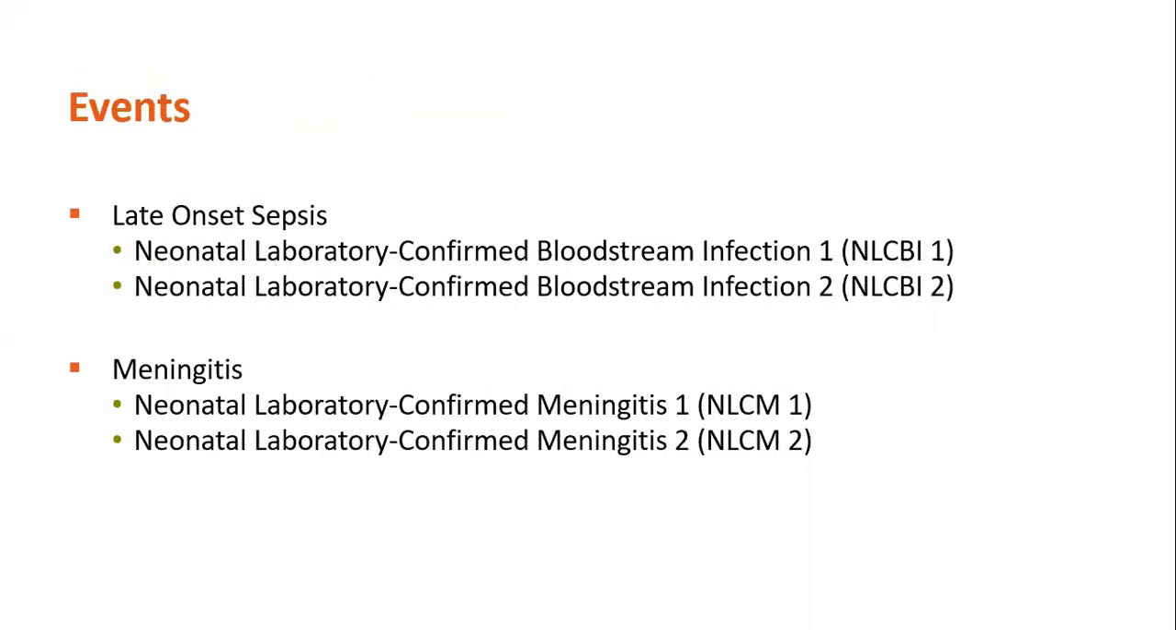So let's move on. As previously stated, we have two events under late onset sepsis that include the neonatal laboratory confirmed bloodstream infection 1 or NLCBI1 and the neonatal laboratory confirmed bloodstream infection 2 or NLCBI2. The neonatal laboratory confirmed meningitis 1 or NLCM1 and the neonatal laboratory confirmed meningitis 2 or NLCM2.